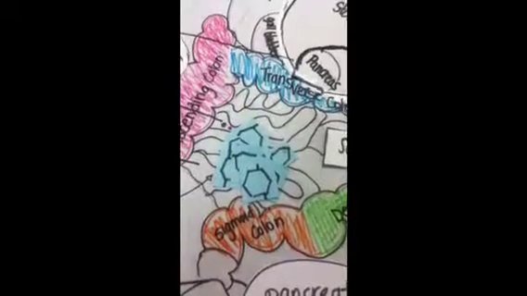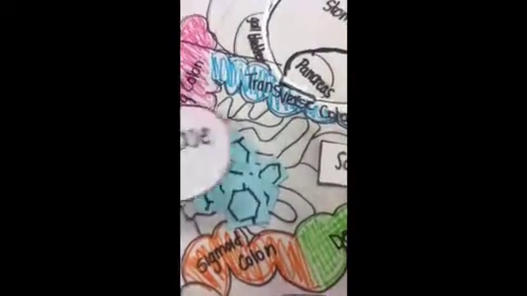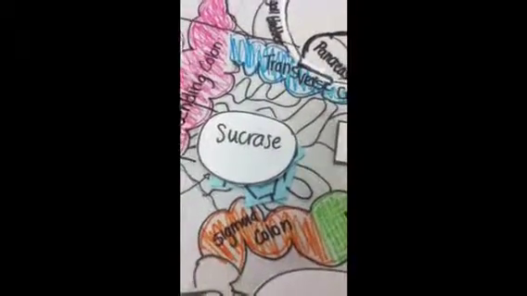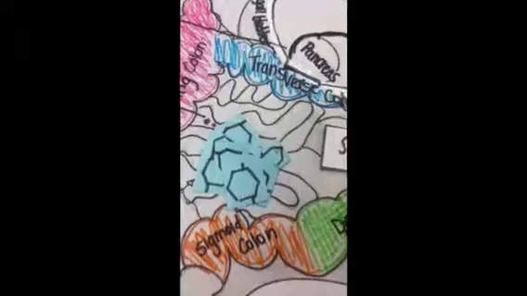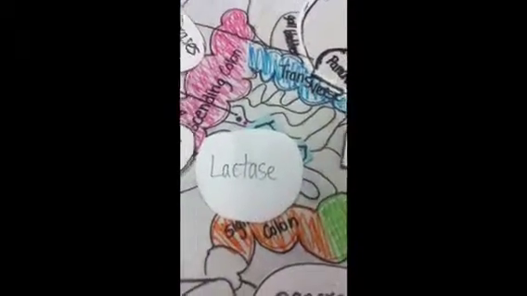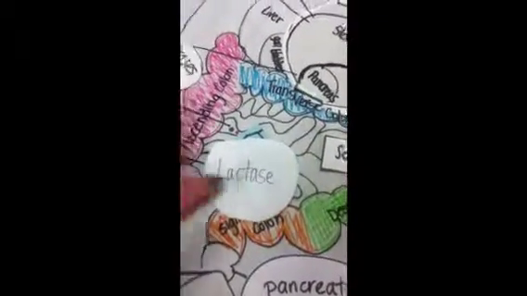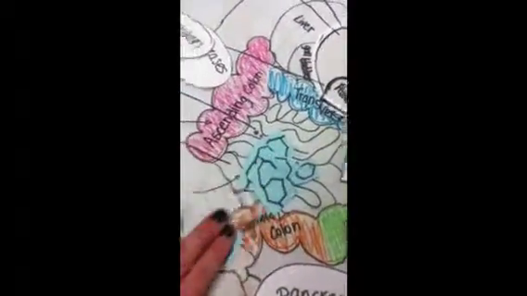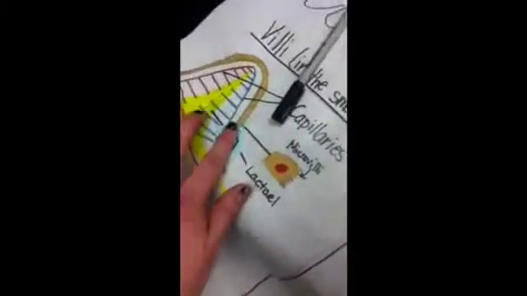The sucrase digests the sucrose into glucose and a fructose. And the lactase digests the lactose into glucose and galactose. The glucose, fructose, and galactose move into the capillaries of the villi. The capillaries are attached to the hepatic portal vein, which takes the monosaccharides into the liver.